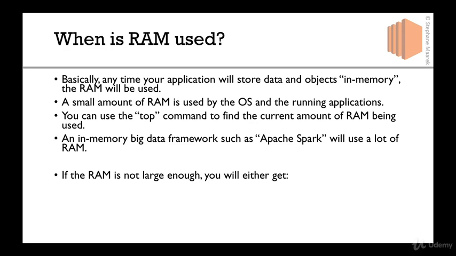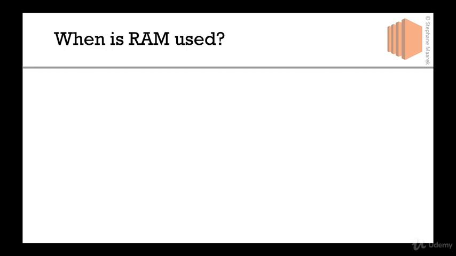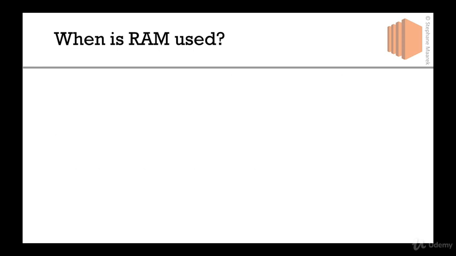If the RAM is not enough, usually you get these kinds of errors. You get an out-of-memory error, or the RAM will do something called swapping, which means it will extend its size to disk. But because the disk is way slower, you experience a huge slowdown, okay? So good to know, when it's swapping, performance will degrade considerably.